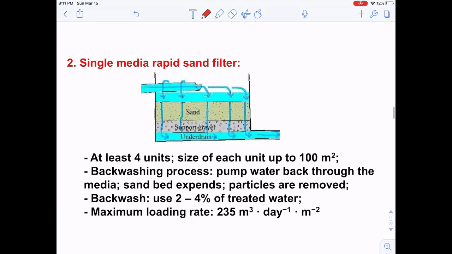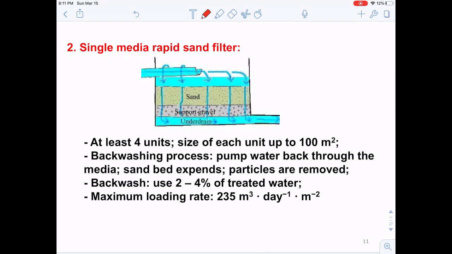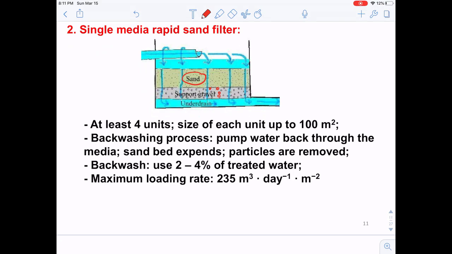Okay. So what are the maximum loading rates? It really depends on which type of filter we're talking about. The most simple type of filter is called a single media rapid sand filter. Basically this filter is just composed of sand. We can have some support gravels, but typically these support gravels will have a larger size in terms of the material here. So basically this gravel doesn't really filter anything out from the water.